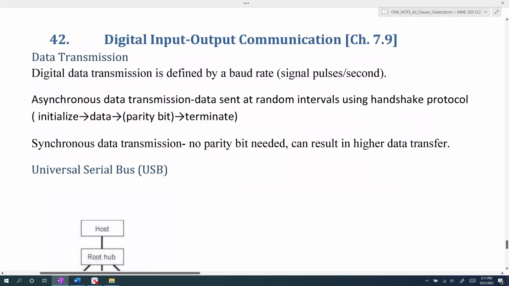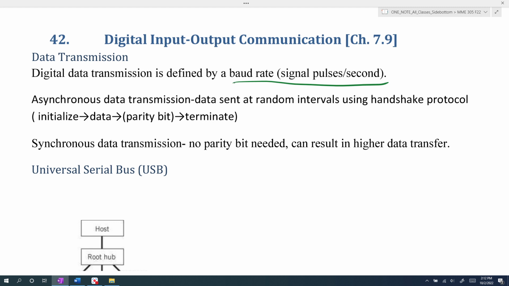So the last topic we're going to cover for data acquisition systems is digital input-output communications. Typically digital data, so basically serial data most of the time, is sent over digital lines, and in order for devices to communicate with each other, they have to have the same rate. They need to know what the rate of the signal coming in is. So for that type of system, we have to define a baud rate. That's basically the number of pulses per second, right?